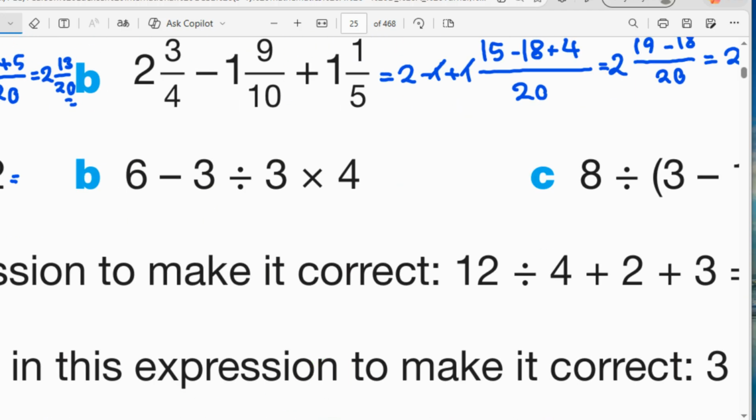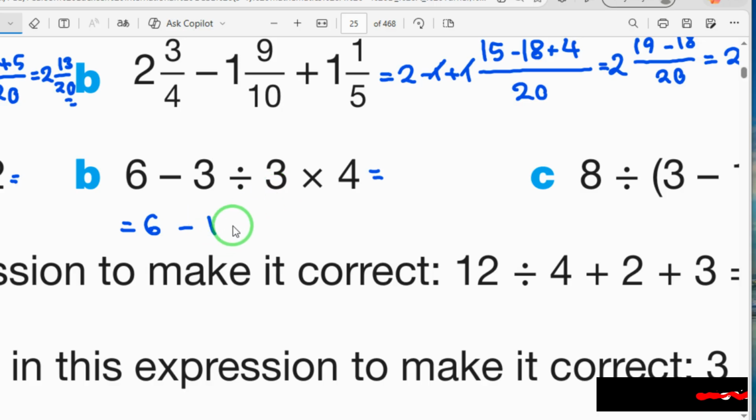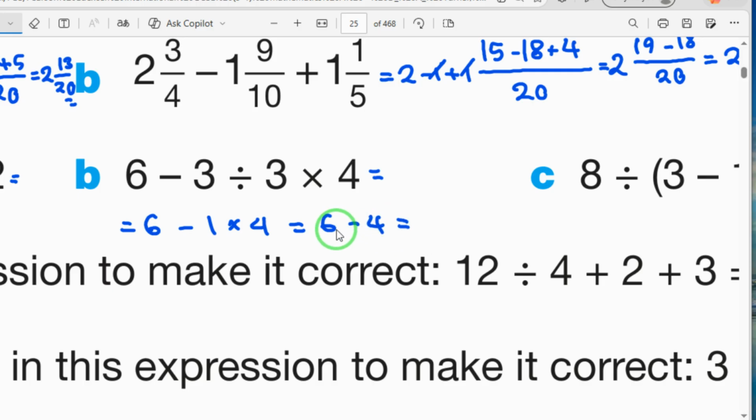Question number 5 part B. Here we have order of operations as well. 6 is itself. First divide 3 divided by 3 gave us 1. 1 multiplied by 4. It's equal to 6 minus first multiply 1 times 4 is 4. Now we subtract 6 minus 4 remain only 2.